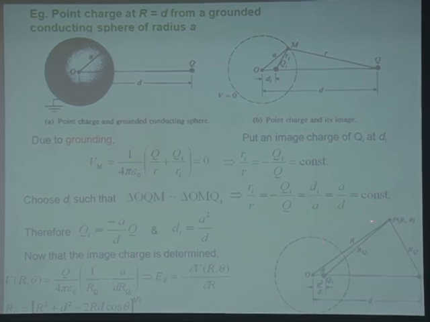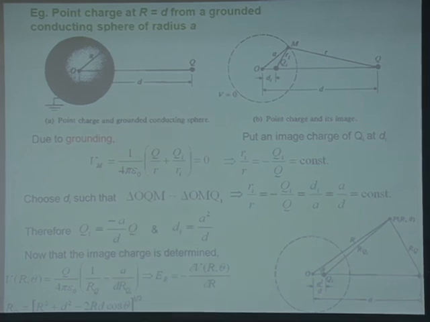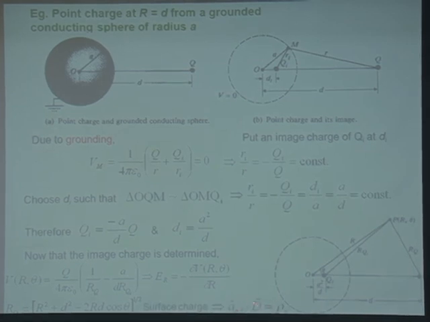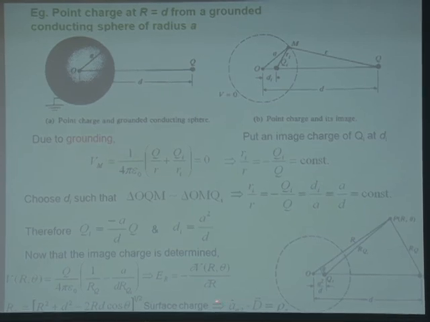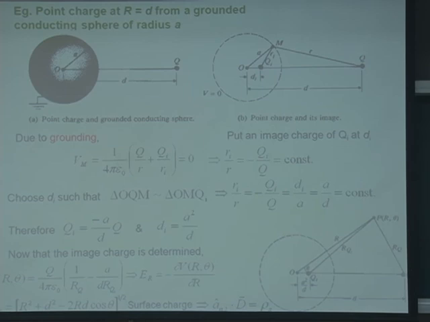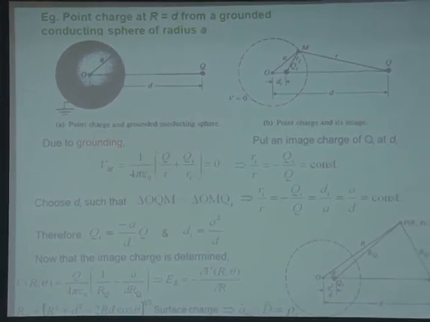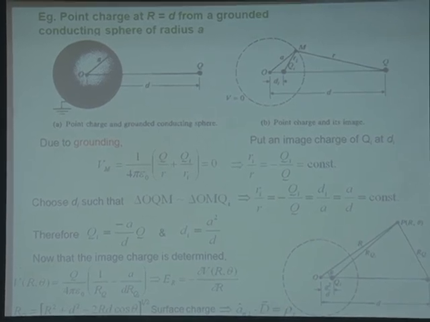And then if you want to know the electric field everywhere, just take a gradient of it. Okay, and if you want to know the charge induced on the surface of the ball, then you can calculate the dot product of the surface normal with the displacement vector, or the electric flux density D right here, to get the surface charge on the surface.